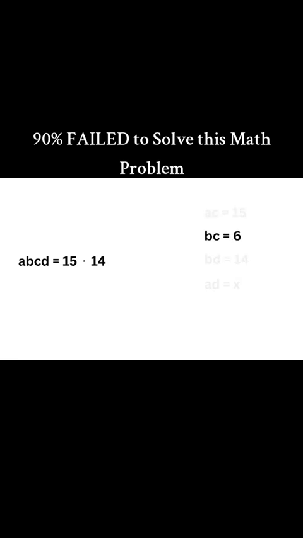Next multiply this equation with this equation. We get BC from here times AD from here equals 6 times X. So this also gives A times B times C times D equals 6 times X. But hey, both of them represent the same quantity as this one, so we can equate them. 15 times 14 equals 6 times X.